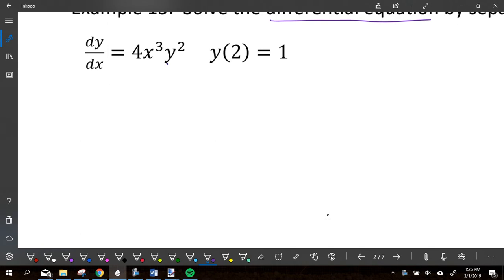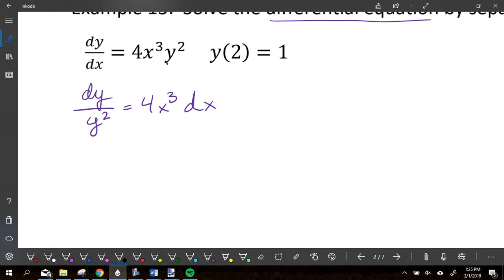So if I want to move this y squared over to the other side, what do I need to do? Divide. And so I'm going to get dy divided by y squared. How do I get rid of that dx? Multiply it. It's equal to 4x cubed dx. I scored a point on the AP exam.